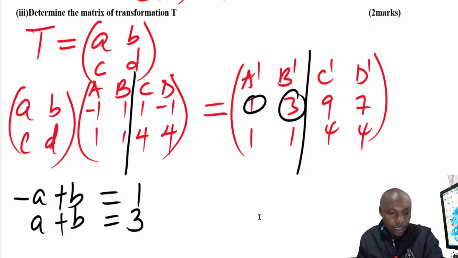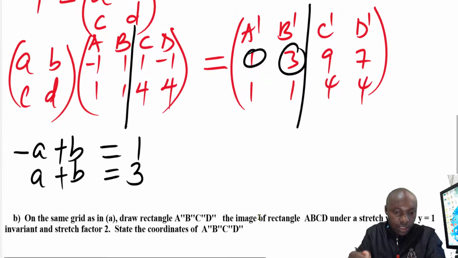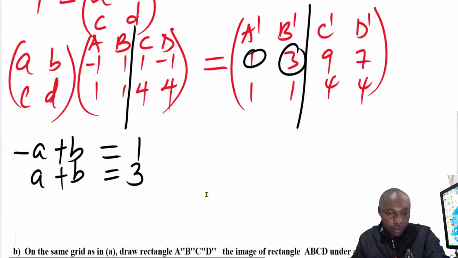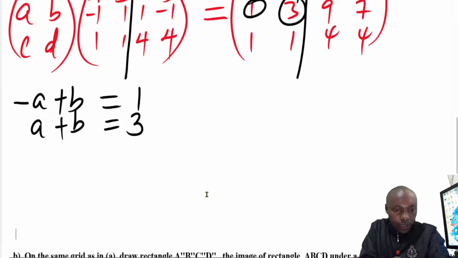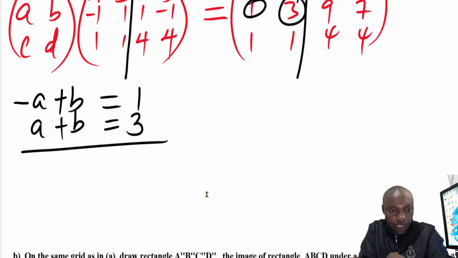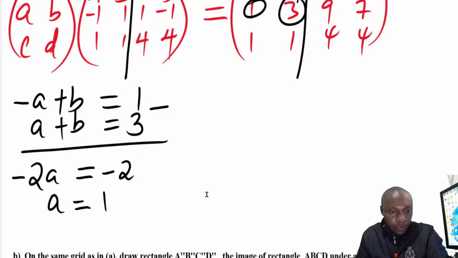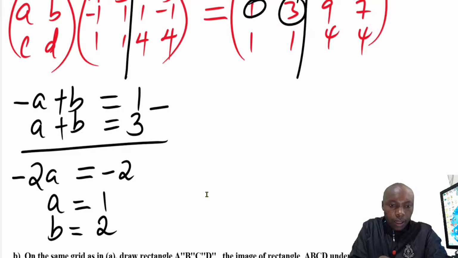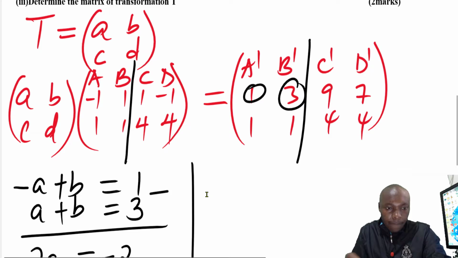Now you can see that I'm forming a simultaneous equation, so solving this is quite easy. You can use elimination or substitution. So for me to eliminate b, I can subtract. This will give negative 2a, b will be eliminated, this is negative 2. So a will be 1. Substituting the value of a in any of these equations, you realize you get b as 2. So that is what you're going to use to get a and b.